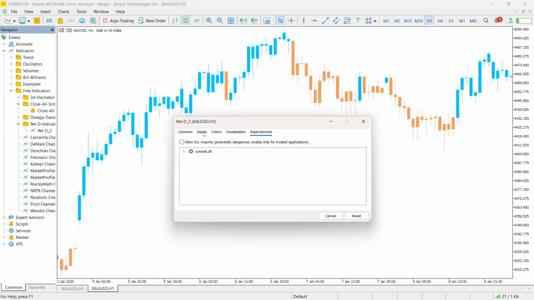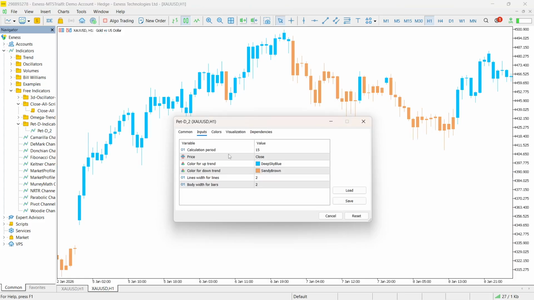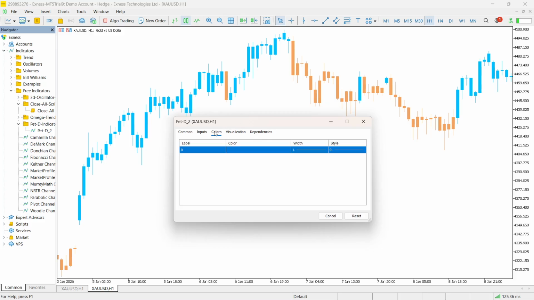Let's take a look at the settings, the inputs. The period sets the look back period for the core calculation. Alert settings enables notifications when a new directional condition is detected. And color settings adjust the colors used for bullish and bearish outputs.